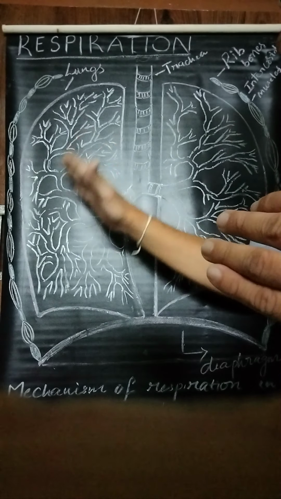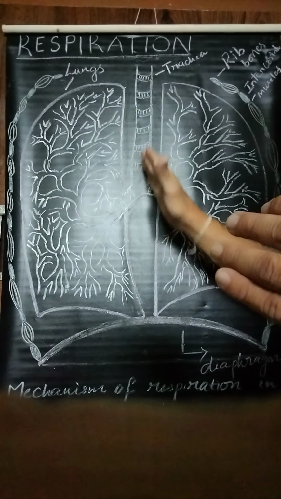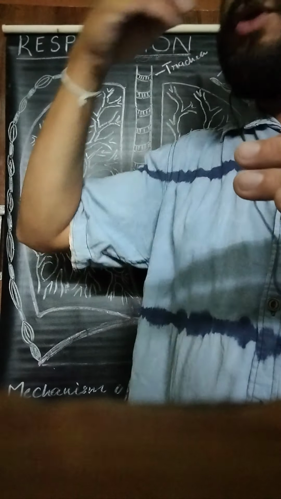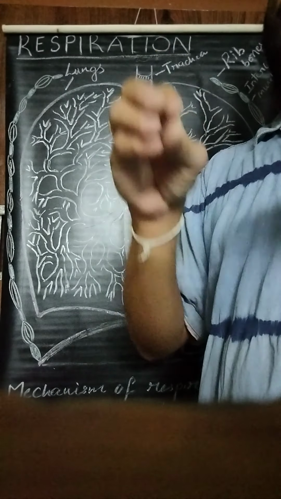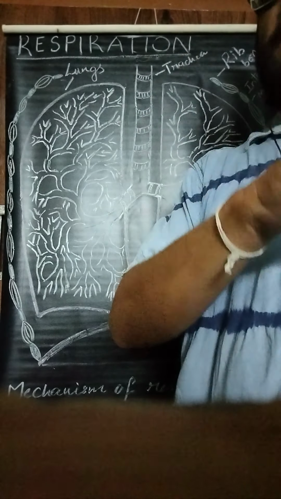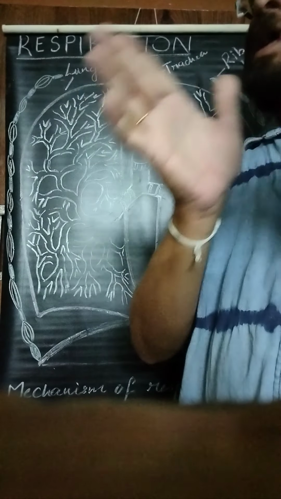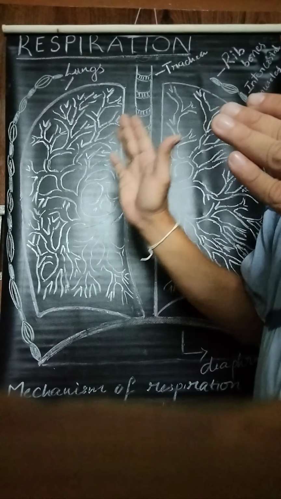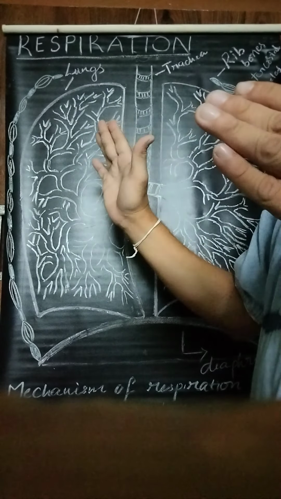The air in the lungs moves out of the trachea and leaves the respiratory system or the lungs through the nostrils. The air moves through the nostrils. This is called exhalation. This is the way inspiration and expiration occur. This is the mechanism of respiration, how the lungs function during respiration.